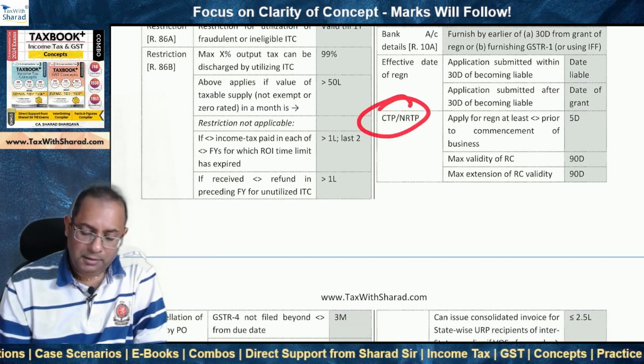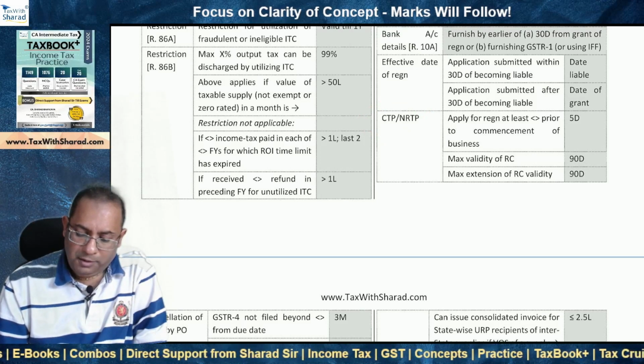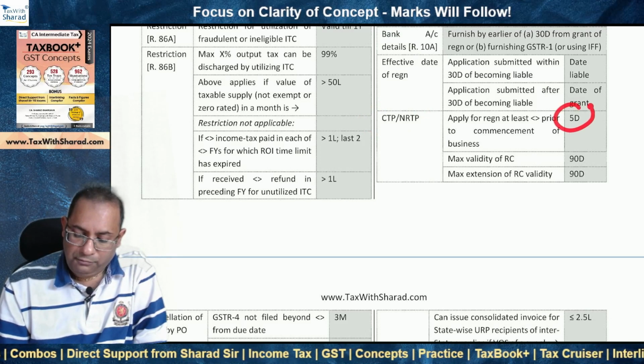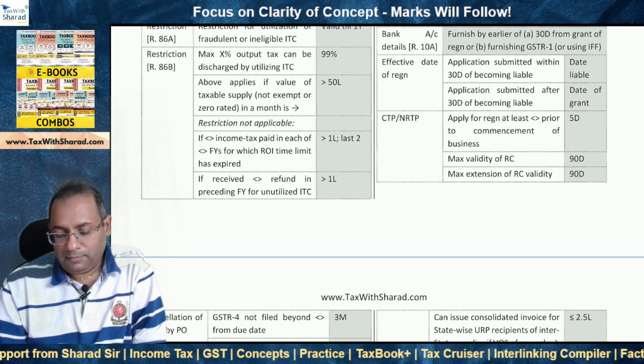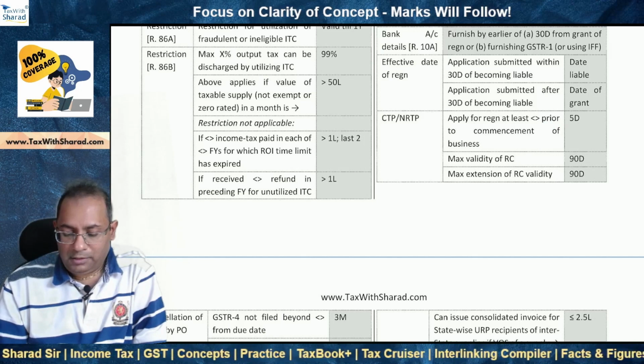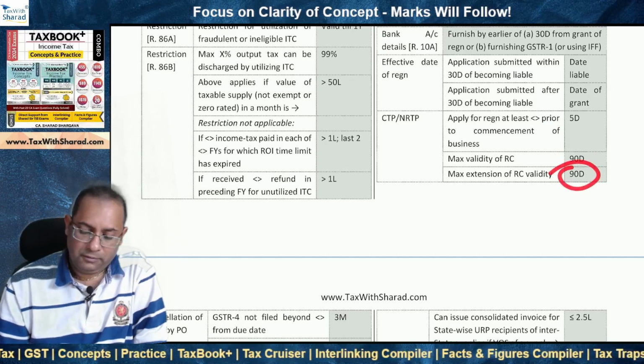In the case of a casual taxable person or non-resident taxable person, such person needs to apply for registration at least 5 days prior to the commencement of business. The maximum validity of the registration certificate is 90 days, and this can be extended up to a maximum of a further 90 days.